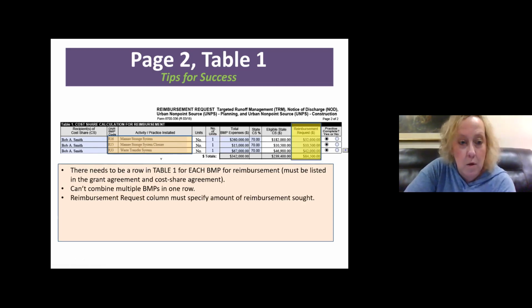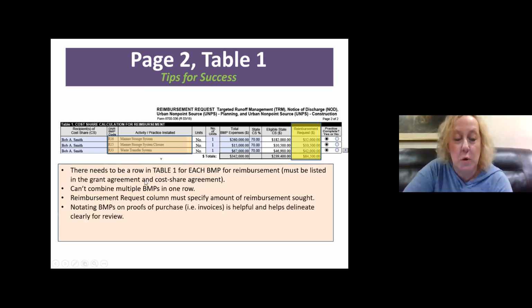And thirdly, the reimbursement request column must specify the amount that you're seeking. You can see here, going back to my previous example, the eligible cost share amount for the manure storage was $182,000 based on the 70% cost share rate, but you, the county, are only seeking $32,000 because, as we saw, other funds were at play. So we often see situations where the reimbursement request is less than the eligible amount, and that's just fine.